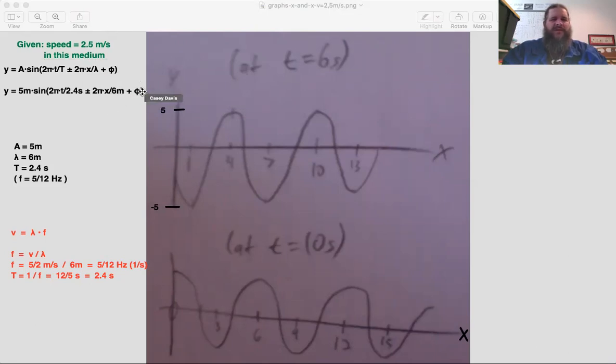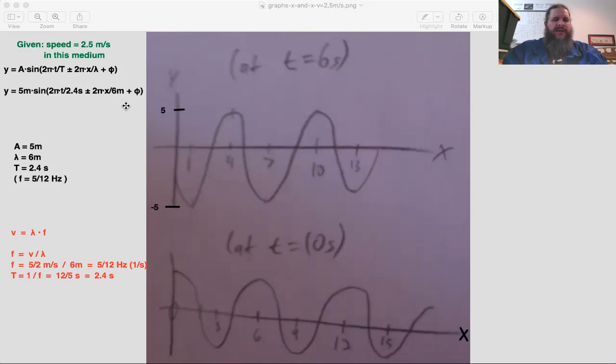But before we find the phase constant, we still need to figure out, should this be plus or minus? And what determines whether we use plus or minus in this wave equation? Oh, is it the direction it's moving? Right, so we're going to need to figure out the direction of travel. Once we know the direction of travel, then we can find the phase constant.